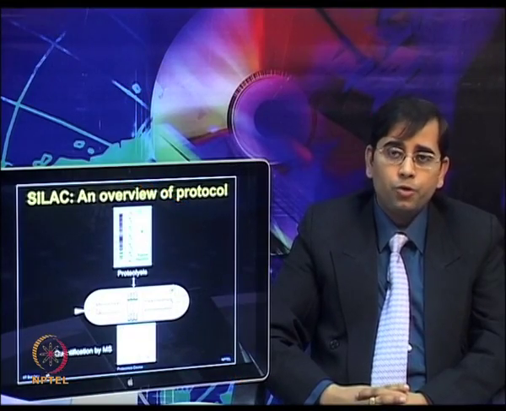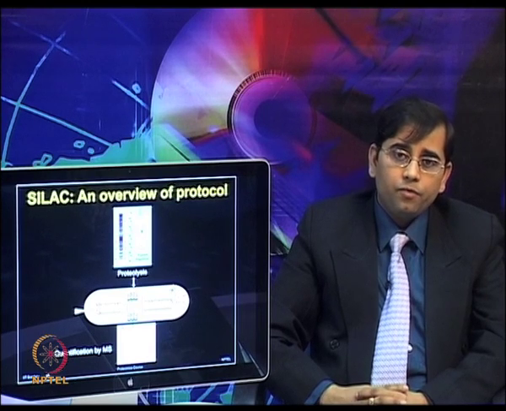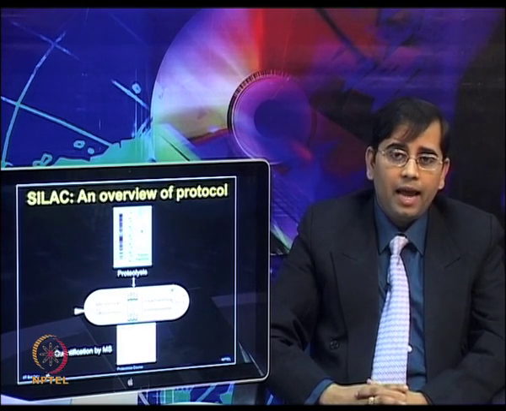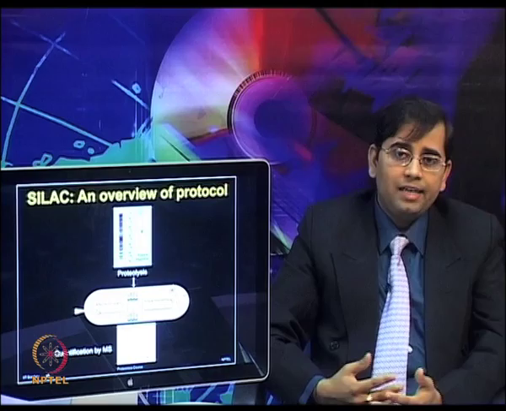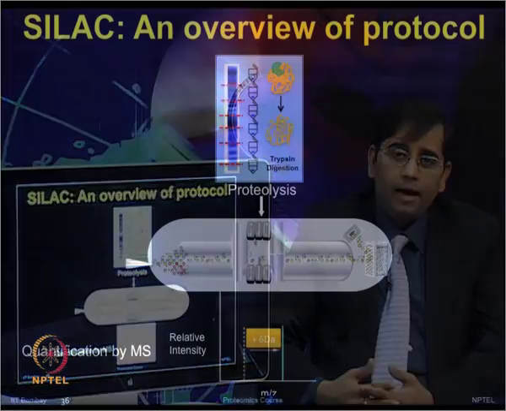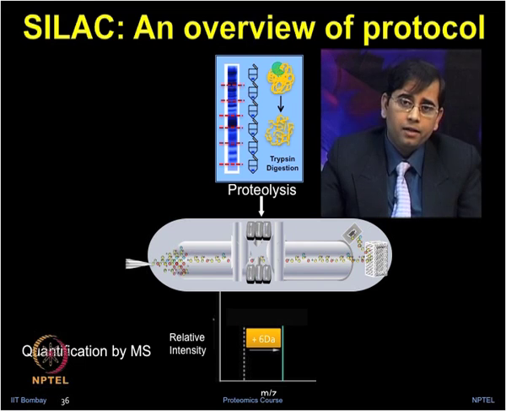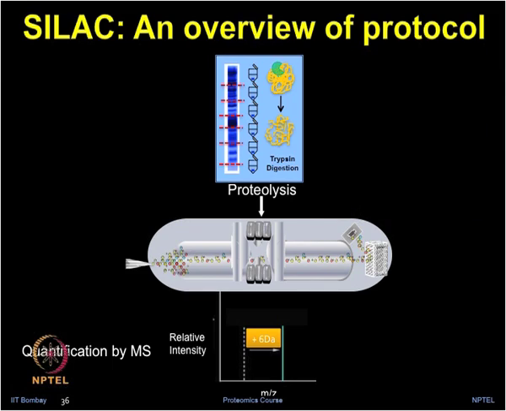So, continuing into the protocol, once we have combined these heavy and light populations, then these can be separated on the SDS page gel, and each of these bands can further be digested by adding trypsin. So, after digestion of isolated proteins to peptides by trypsin, the arginine containing peptides will be 6 Dalton heavier than their light counterparts, which can be analyzed by using mass spec.